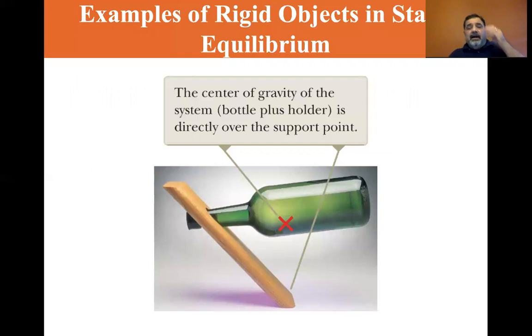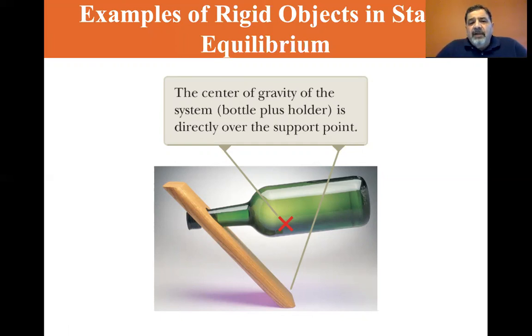Now, examples of rigid objects in static equilibrium, not stable equilibrium. I can't even see, I was hidden by my own face on the screen. Examples of rigid objects in static equilibrium.